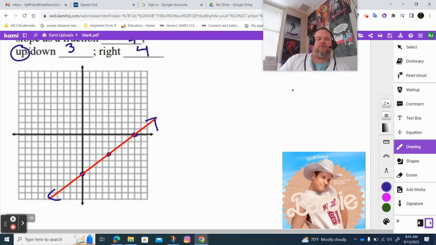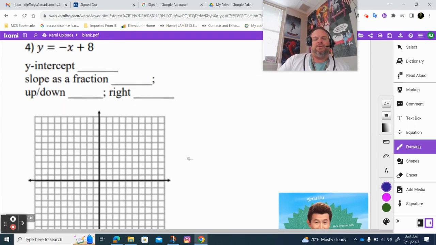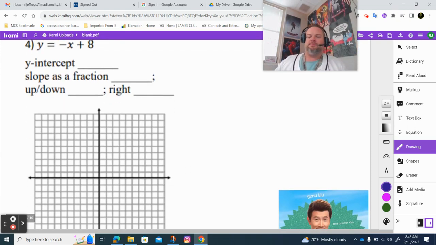All right. Slope number 4. Number 4. What is our y-intercept? What is the number without x? What is our slope as a fraction? Aha. Remember, this has an understood 1. So, yes, this would be negative 1 over 1. So we are going to go down 1, to the right 1.